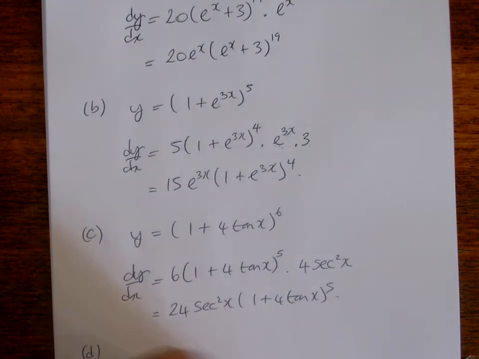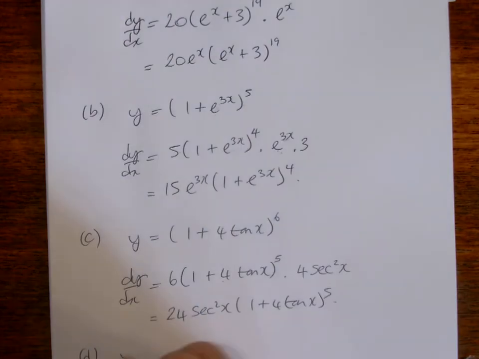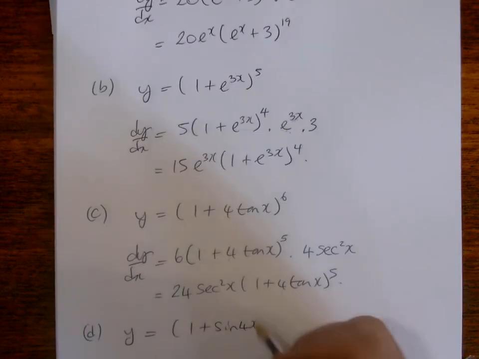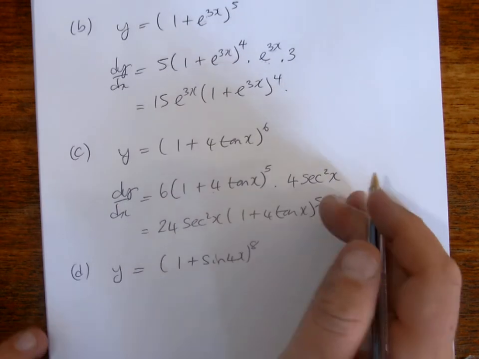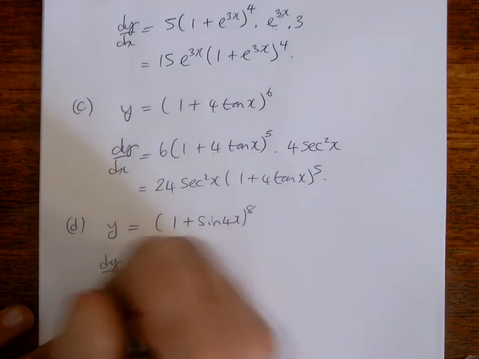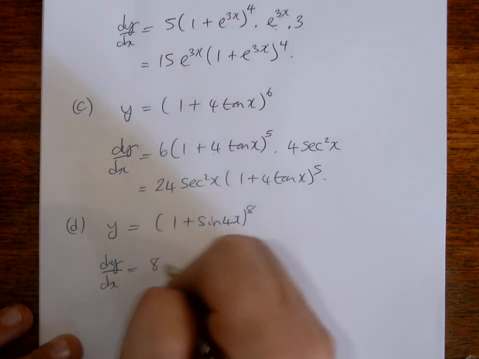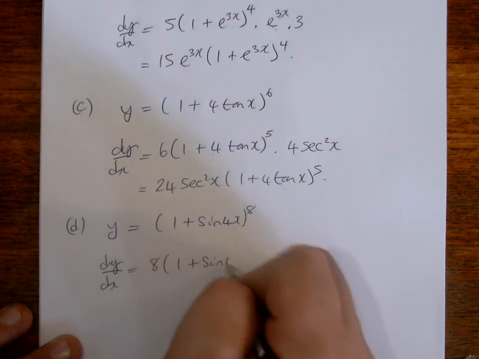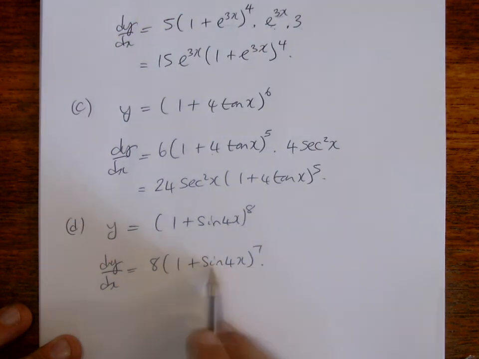Finally then d, what have we got in d? So we've got again a bracket to the power 8. So if I differentiate this, I get, differentiate the bracket first, bring the power down, 8, reduce that power by 1, so it becomes 7. Then you've got to times it by the derivative.